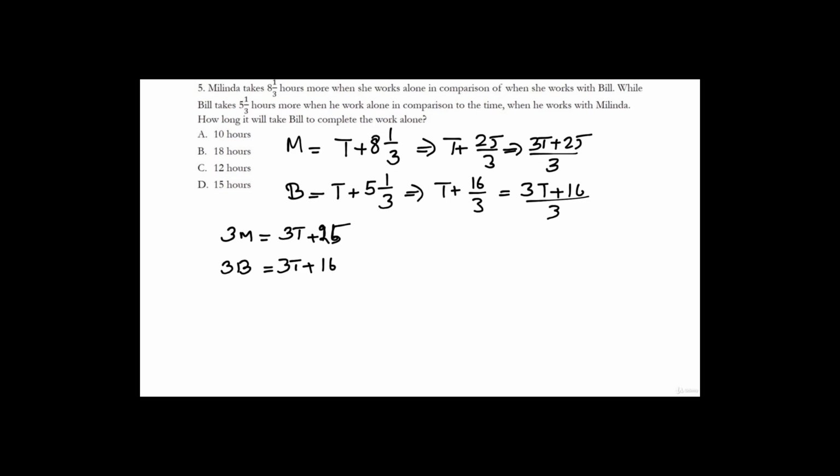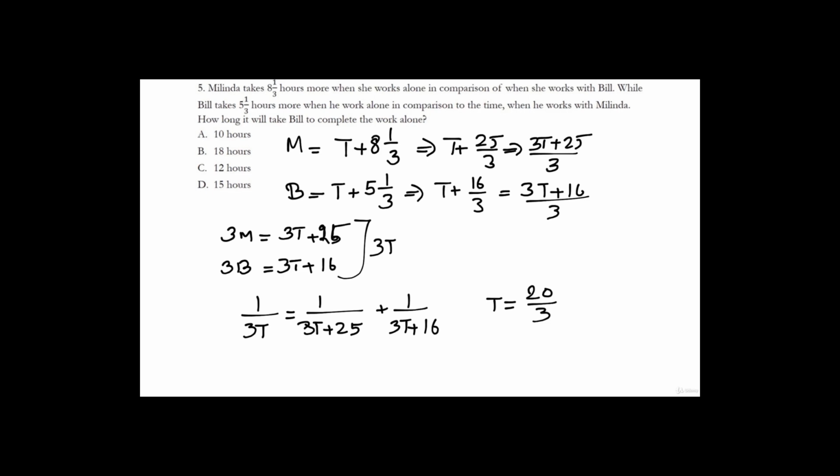Now when they both are working together, the total time will be thrice of T. This is the total time taken when they are working together. Now, the time taken to complete thrice the work together is 3T, so 1/3T is equal to 1/(3T plus 25), which is the per hour work of Melinda, plus the per hour work of Bill, which will be 1/(3T plus 16). So when we cross multiply this, we will get T is equal to 20/3.